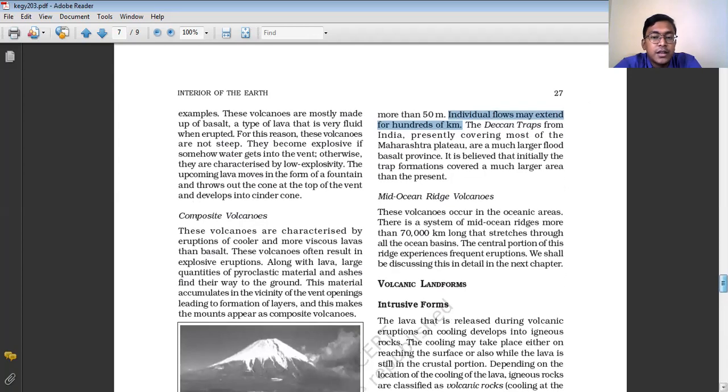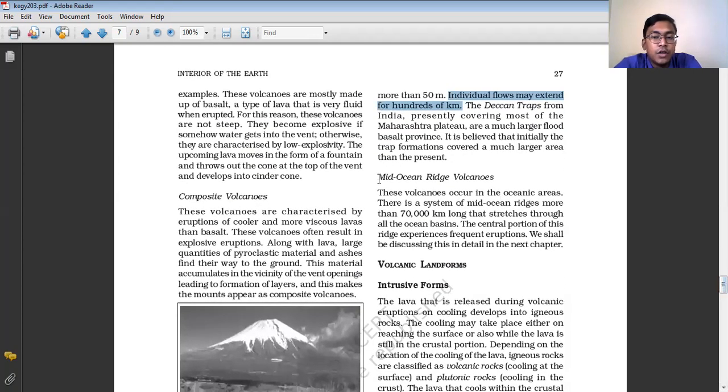The next and the last one is the mid ocean ridge volcanoes. Mid ocean ridge volcanoes are the volcanoes which can be found within the oceanic floor. Like we have the earth surface, in the same way in the bed of the ocean also we can find some small hilly ranges.